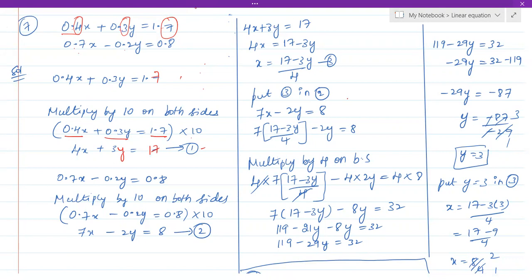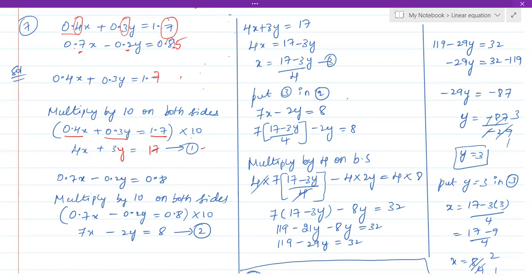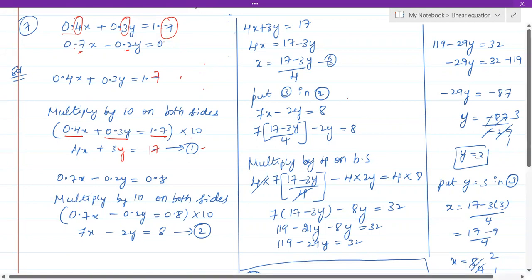Suppose in the second equation, if you have got it like this, 0.7x minus 0.2y is equal to 0.85. So as you can see, after decimal here, you got only one digit. Here you got only one digit. But here, after decimal, you got two digits. Therefore, two digits is the highest, right? Therefore, you're going to multiply by 100. Because if you multiply by 10, the point comes and stops here. It will become 8.5. Still, it is a decimal, isn't it?